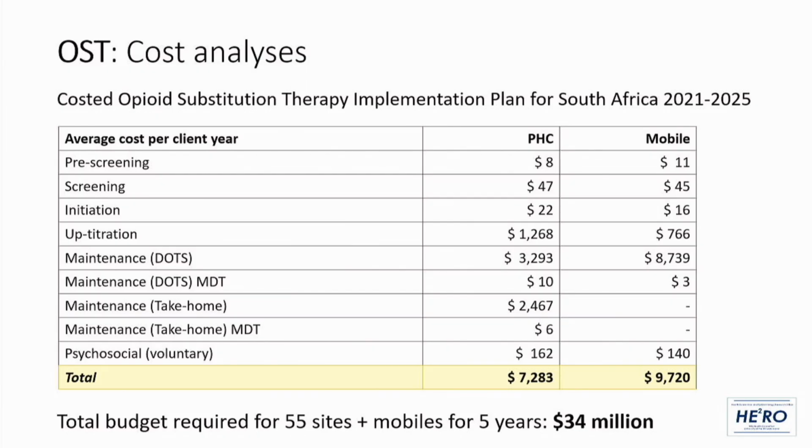We found that clients could be served in 55 PHC sites, cheaper than with the mobiles, but the mobiles would be necessary for outreach. The total budget for this implementation plan for 5 years was about $34 million, and it never got implemented, and we believe that affordability was one of the reasons for that.